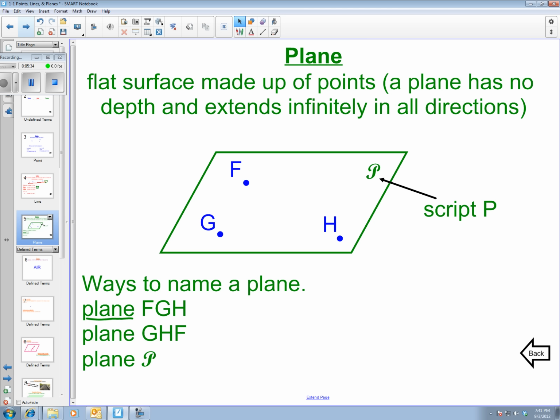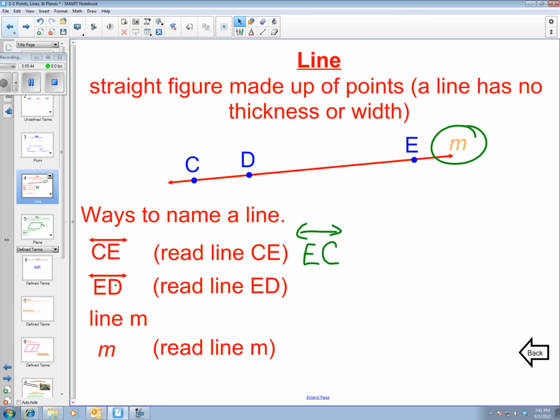We never ever mix our italic letters with our points when naming anything. We don't use the lowercase ones like with a line. We never use the M along with the E, so we would not say E M. We would never ever do that. That is absolutely wrong.